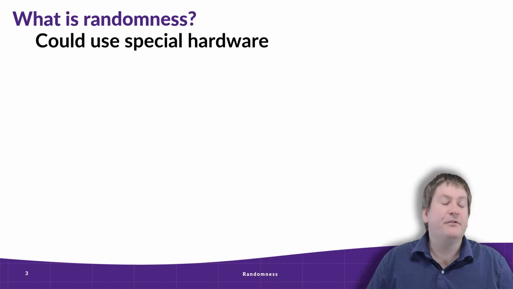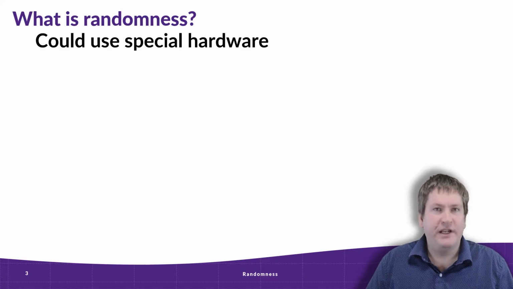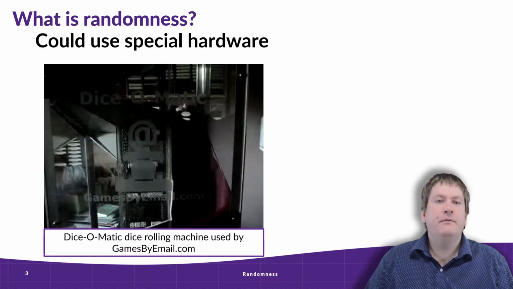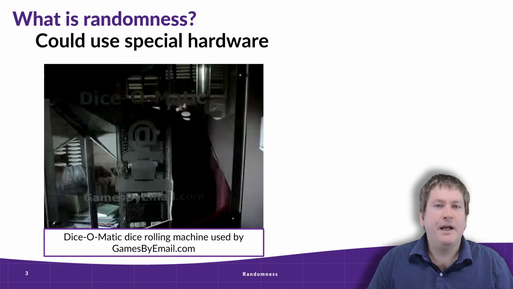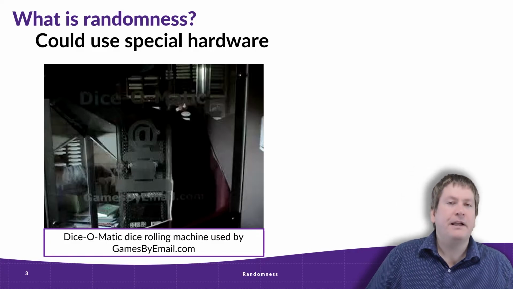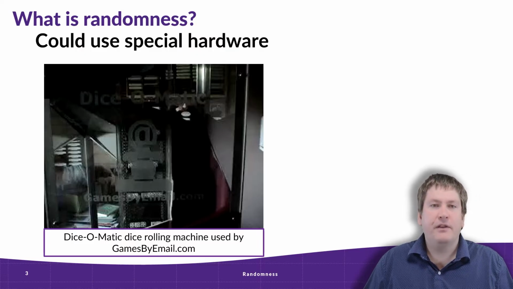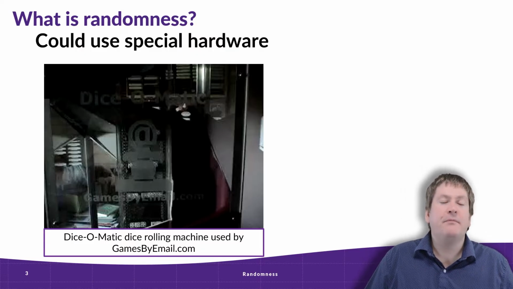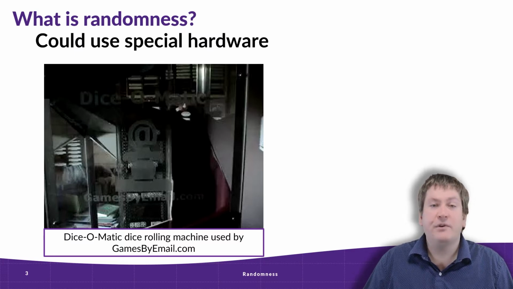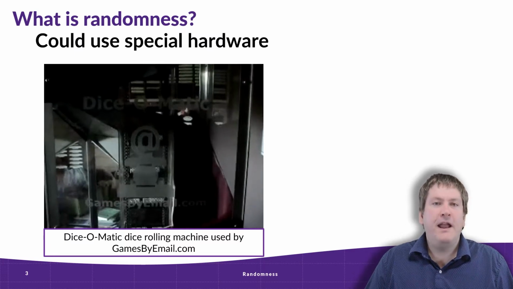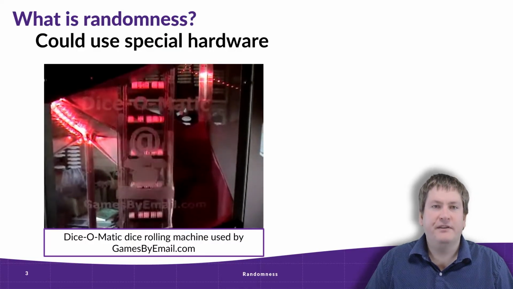And back in the day, these used to be somewhat elaborate machines. For example, there used to be a site called Games by Email that would allow players to play different games through email addresses by sending messages back and forth. And the way they would generate random numbers for their games was with a machine they call the Dice-O-Matic, which actually rolled dice for them and then computed the results.